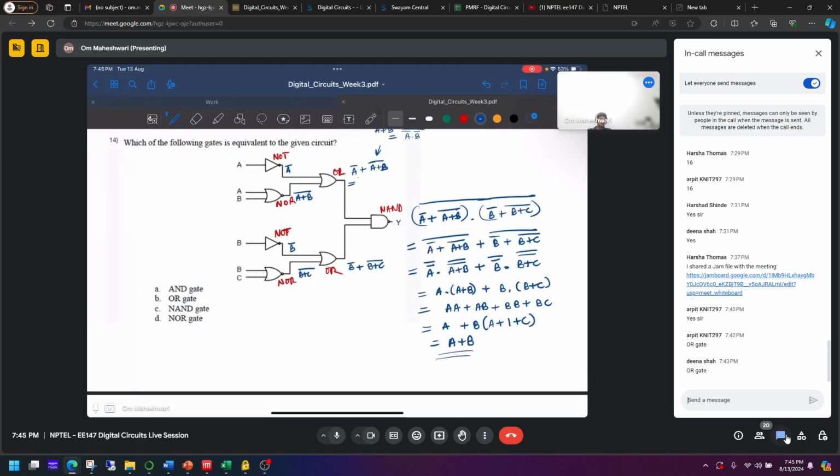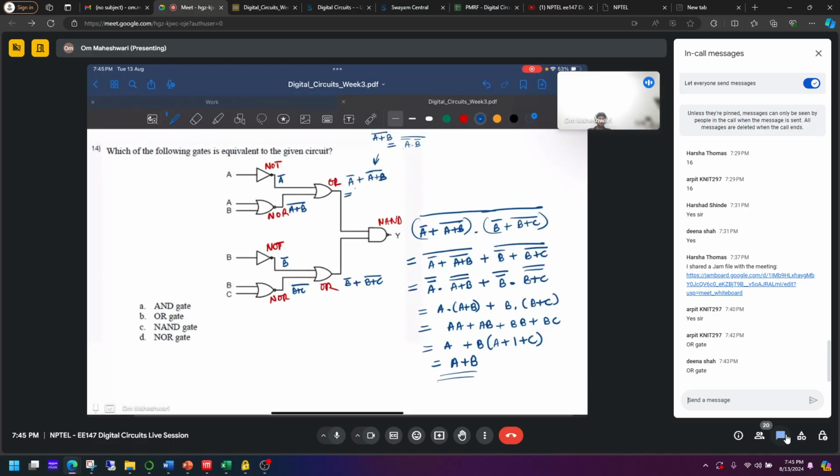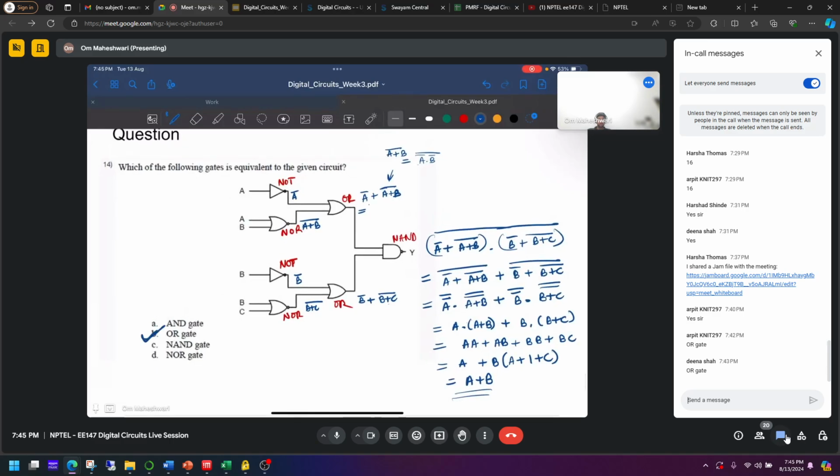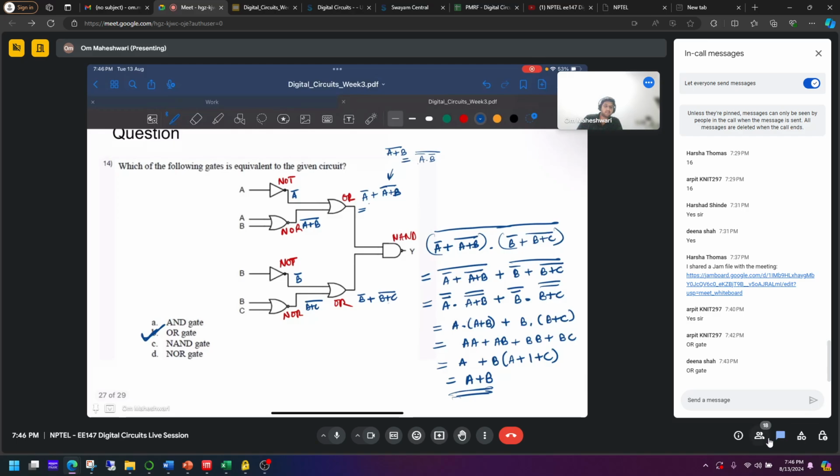Are you all getting A plus B? Please let me know if I made some mistake here. I do not have the answer to this question. I'm getting R, and A plus B is the simplified answer. Okay, is there any doubt in this one? Okay.